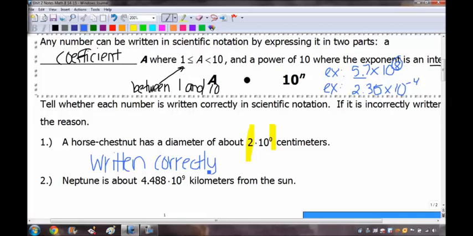All right, so now let's look at number 2. Neptune is about 4.488 times 10 to the 9th kilometers from the sun. Now it's going to mean that the answer is going to be really, really far, okay? And that makes sense because you're multiplying by 10 repeatedly. And we'll talk a little bit more about how to figure out these actual numbers, okay? So right here, is my coefficient between 1 and 10? 4.488 definitely is between 1 and 10. And then is my exponent an integer? Yes, it is. So this answer is also written correctly in scientific notation. Okay, so we'll say that this is also written correctly.